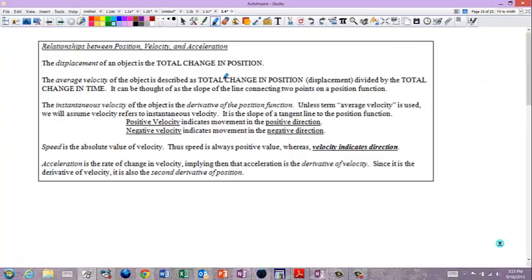And this is very important. This is a big deal. It says the displacement of an object is the total change in position. And to find displacement, we just subtract. If we're trying to find the displacement from A to B, we would do the position, s of B, minus s of A.